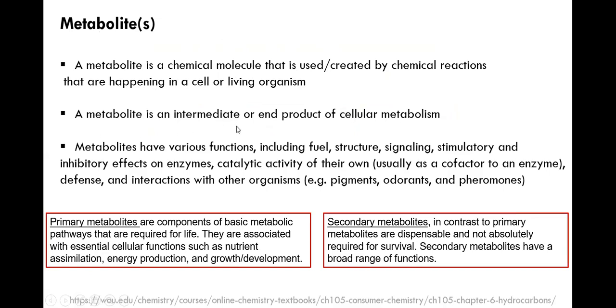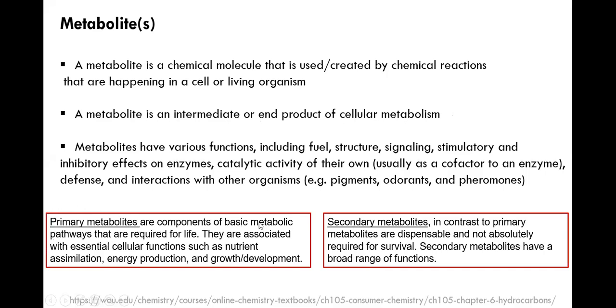A metabolite is an intermediate or end product of cellular metabolism. It may not be the end product of a specific metabolic pathway or specific metabolism in the body. It may be an intermediate or it may be an end product. We already know that there are two types of metabolites in the body: primary metabolites and secondary metabolites.